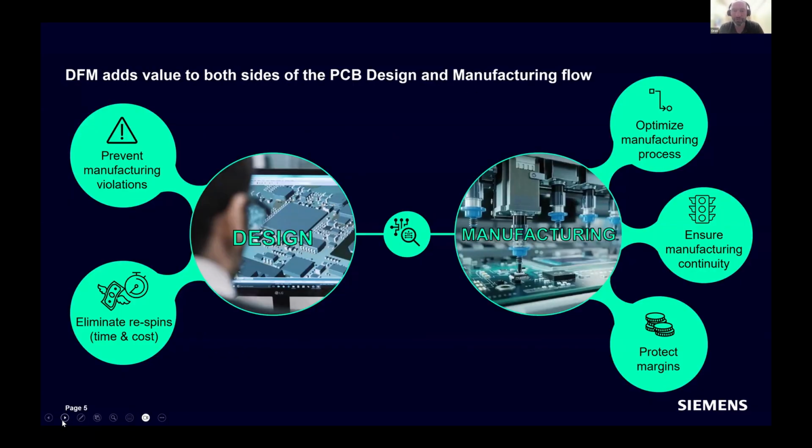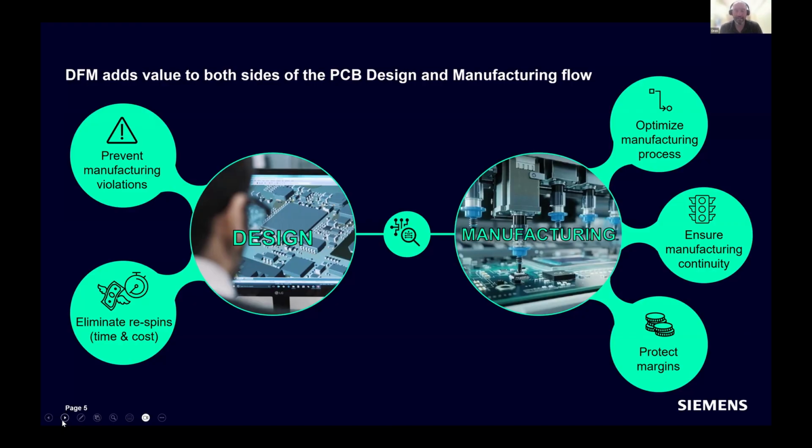So, regarding who should run DFM, the truth is that probably both sides should be running DFM. Amit and Sierra need to optimize their manufacturing process. They need to know that they're doing the most efficient manufacturing process, both in fabrication and assembly. And second of all, they want to protect their margins.